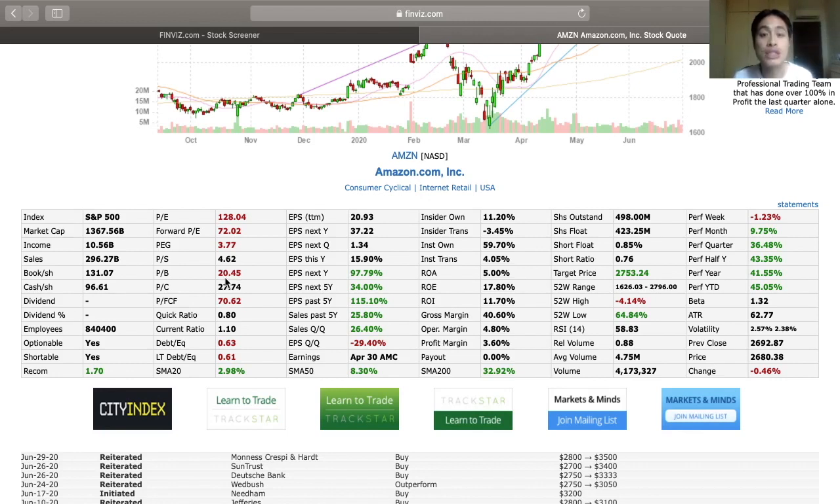The way that I'll determine whether the price to book ratio of Amazon is good or bad is by comparing it against its competitors in the same industry and sector. Amazon is in the consumer cyclical sector and the internet retail industry. So what I want to do is compare Amazon against companies in the consumer cyclical sector and internet retail industry. Let me walk you through the process of how I compare the price to book ratio of Amazon against its competitors in the same sector and industry.